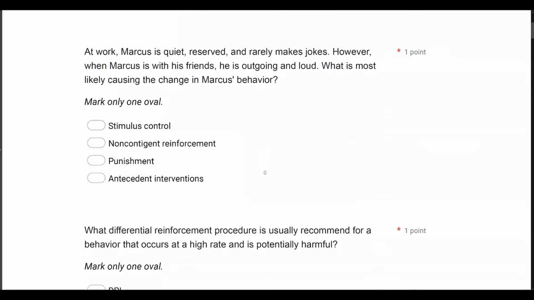At work, Marcus is quiet, reserved, and rarely makes jokes. However, when Marcus is with his friends, he is outgoing and loud. What is most likely causing the change in Marcus's behavior? This is a very important concept in ABA. It's what we often refer to as instructional control. And what does instructional control mean? Well, it means when you're there in your presence, the behavior of your learner is different. It means they will listen to you. They're not engaging in all these maybe maladaptive behaviors. Maybe they're more compliant. All these ideas of what instructional control is simply what's occurring here.